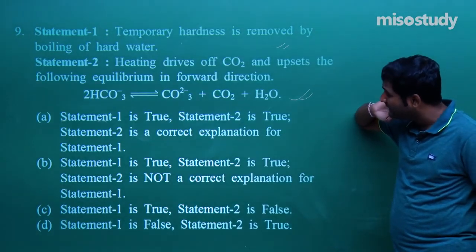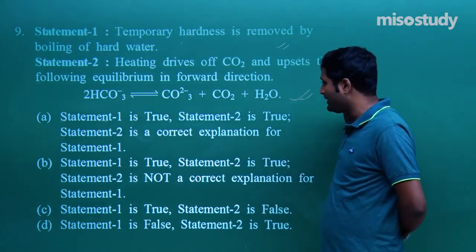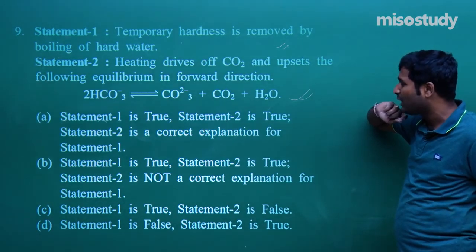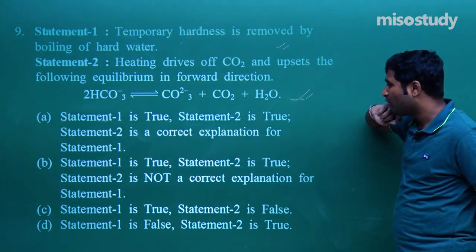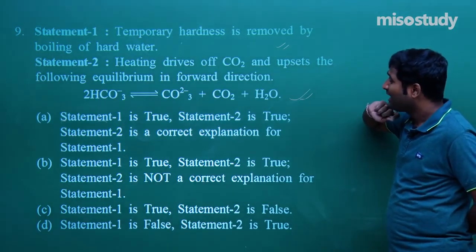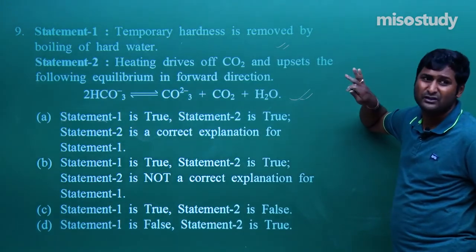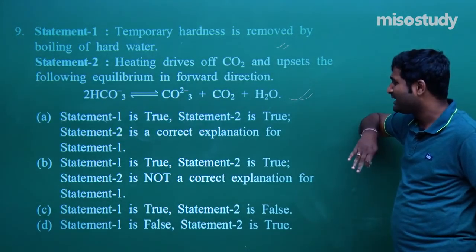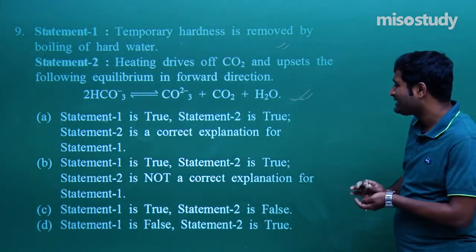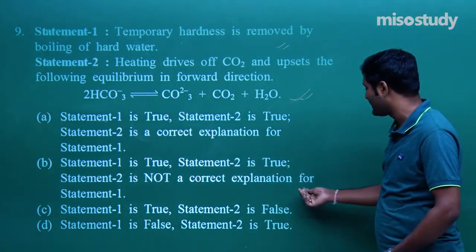Check it out, friends. Statement 1 is true, yes. Statement 2 is true, yes. Statement 2 is a correct explanation for statement 1. No, statement 2 is not a correct explanation, because there is no involvement of such type of reaction. We can easily say statement 1 is true, statement 2 is true, but statement 2 is not a correct explanation for statement 1.